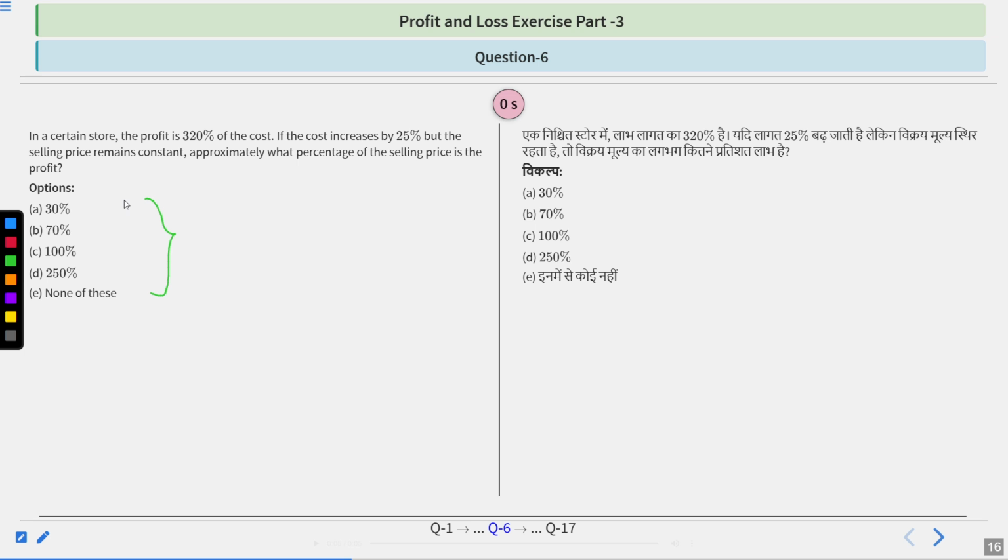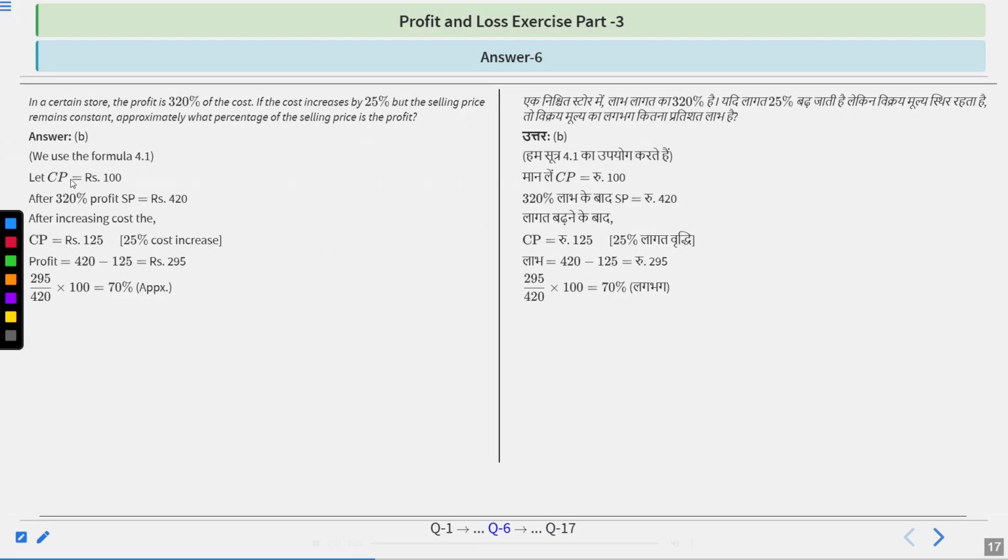Now time's up. Let's see the solution. First we let the CP. Again, CP is 100. After 320% profit, so SP will become 420. Clear? After increasing in the cost price, which is increased by 25%, it is given in the question. So we let the CP 100. Again, the new CP will be a 25% increase, which becomes 125.